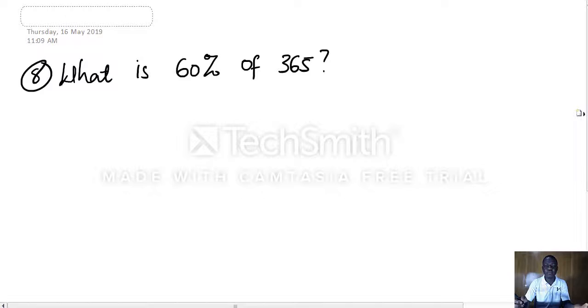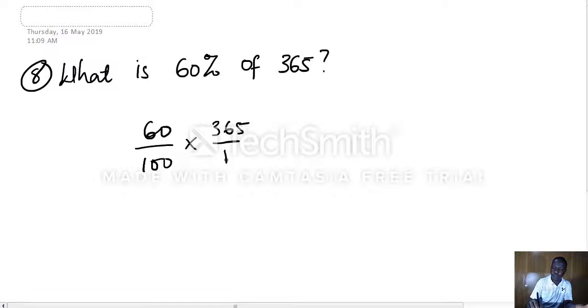Question 8 says, what is 60% of 365? So this becomes 60%, which is 60 over 100, times 365 divided by 1. This 0 will cancel this. 5 can divide. 5 into 10 is 2. 5 into 36 is 7, remainder 1. 5 into 15 is 3.